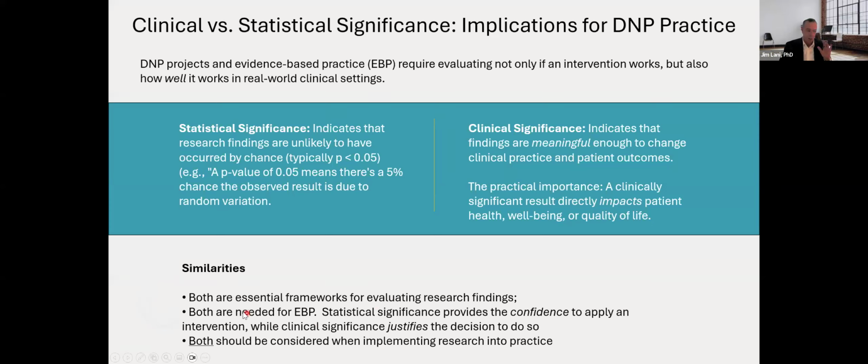Okay, so similarities: both are important for evaluating research. Both are needed for evidence-based practice. Statistical significance gives confidence to apply an intervention. Clinical significance justifies the decision to implement it. Okay, we're impacting falls. We're impacting intravenous infections. This kind of business, okay? And both should be considered.